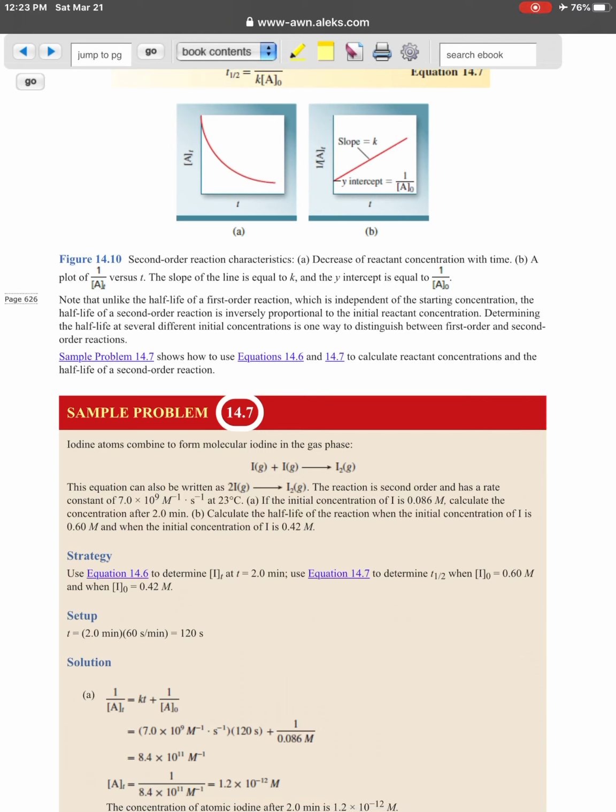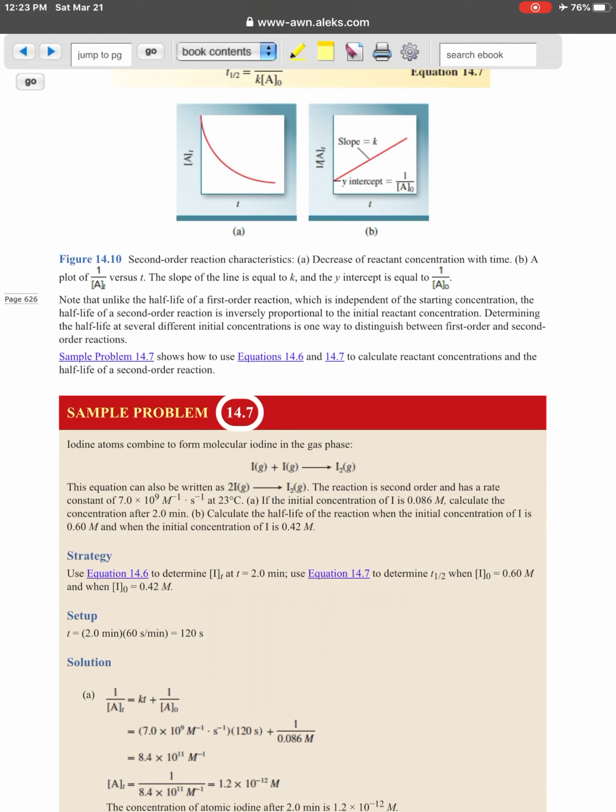Again, figure 14.10, second-order reaction characteristics. Decrease of reactant concentration with time. Notice it's nonlinear. Concentration of A versus time, that's figure A. Figure B, 1 over concentration of A versus time. Notice that is linear, a straight line. Slope equals rate constant k. A plot of 1 over [A]t versus time. The slope of the line is equal to k, and the y-intercept is equal to 1 over [A]0.